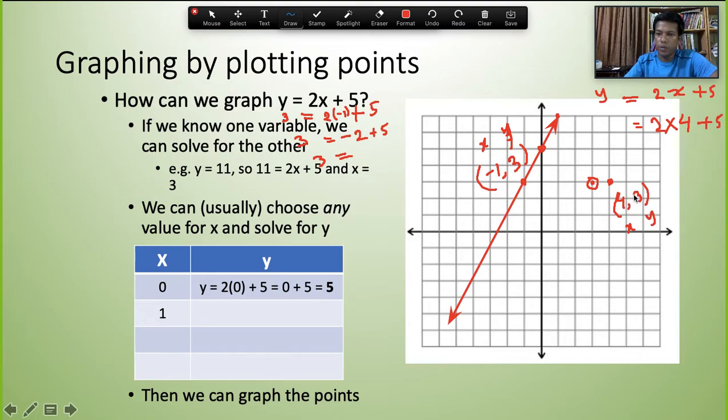Then y goes to 3. So let's put 3 here. So 3 equals 2 into 4 means what? 2 into 4 means 8. 8 plus 5 means 13. So is it the same on the left and right hand side? Answer is no, it is not the same.